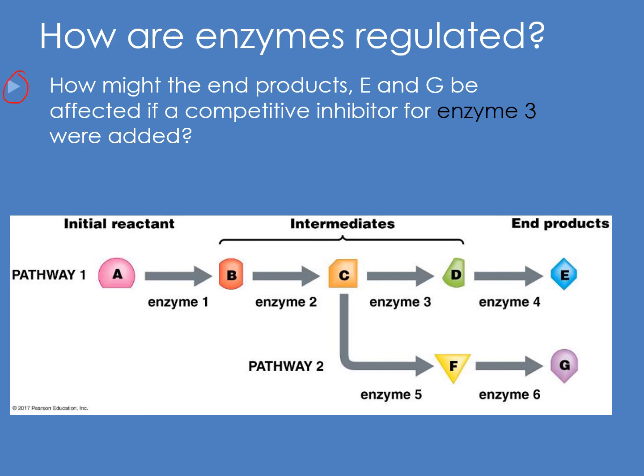So last question here: how might the end products E and G be affected if a competitive inhibitor for enzyme 3 were added? So the end products, let me direct your attention here, E and G, how would they be affected if we added a competitive inhibitor for enzyme 3? This is a really tricky question. You will need to pause the video and review what we have so far talked about before you can answer how a competitive inhibitor for enzyme 3 might affect the amount of end products, E and G, for this metabolic pathway. Pause the video and think about it.